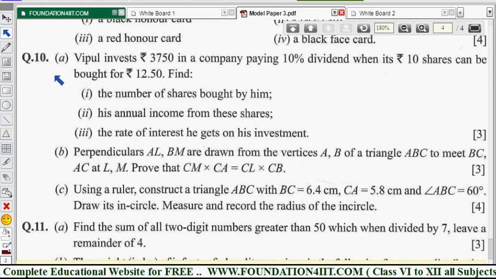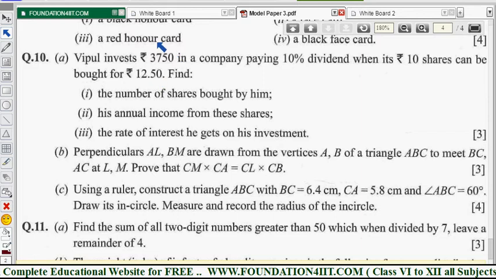So in question number 10 now, the first one is from shares and dividend. So let us solve this. Vipul invests 3,750 in a company paying 10% dividend. When its rupees 10 shares can be bought for 12.50. Okay, this is the nominal value. Nominal value is 10 rupees and market value is 12.50.